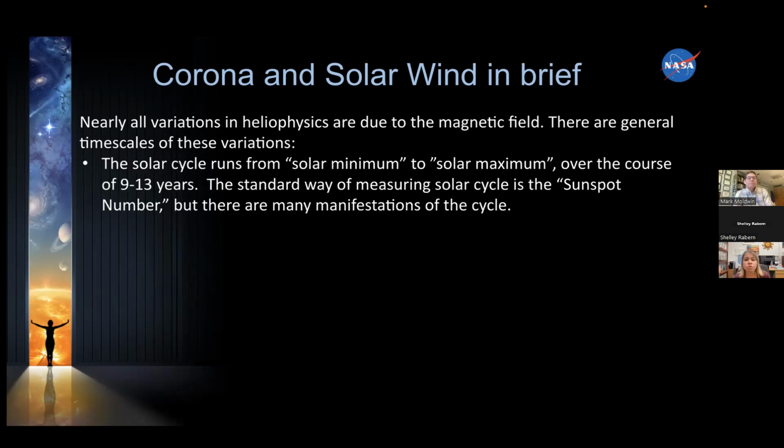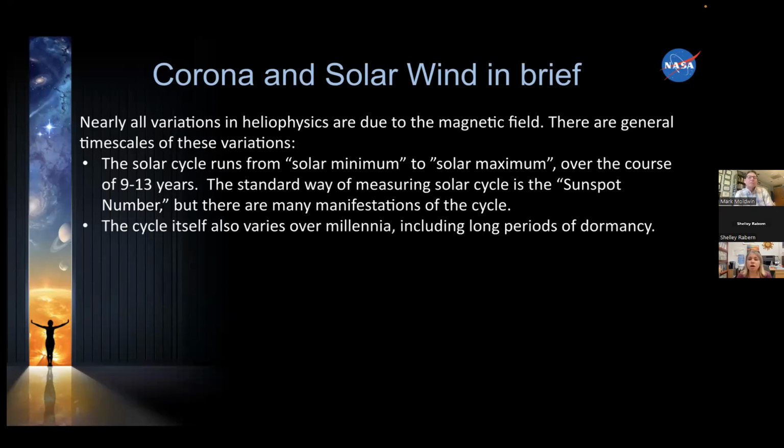Again, the solar cycle runs from solar minimum to solar maximum, and people kind of say it's 11 years, but really the solar cycle can be between 9 and 13 years altogether. Some people also call it a 22-year cycle, because the polarity of the magnetic field of the sun flips and they wait for it to return to its original polarity. However you may call it, a standard way of measuring the solar cycle is the sunspot number, but there are many manifestations of the solar cycle.